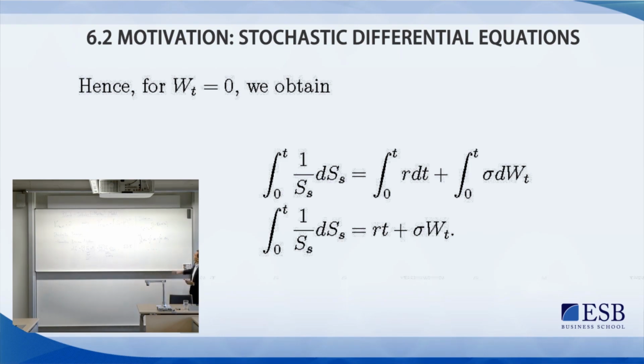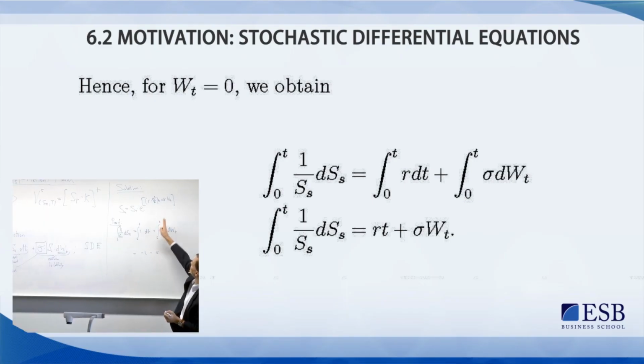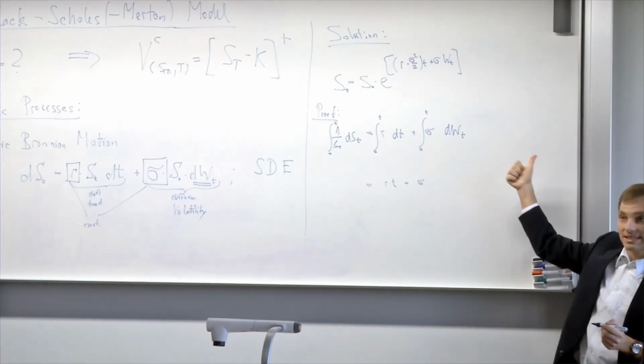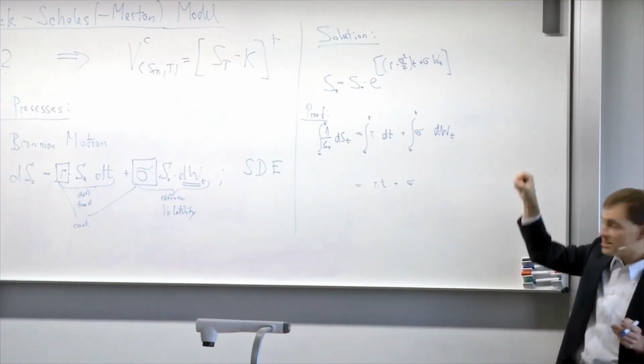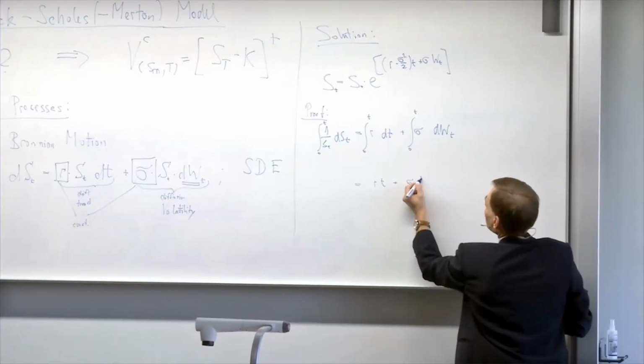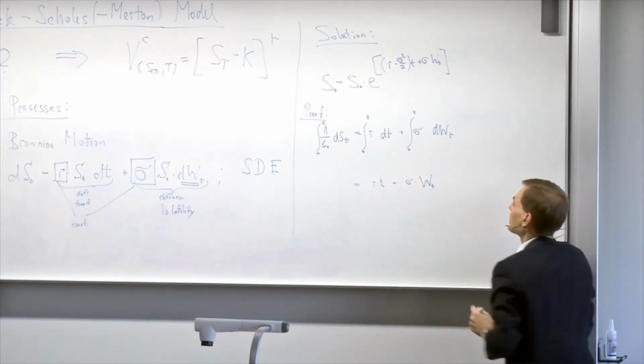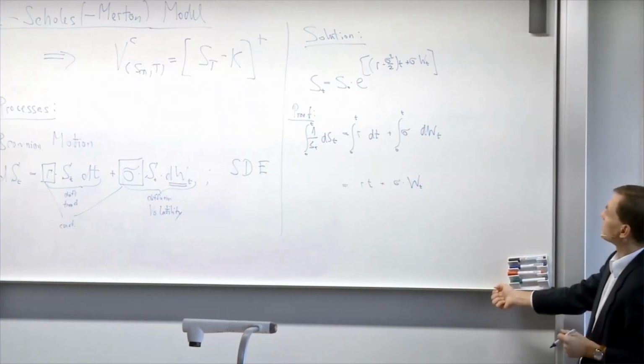plus, well, what is this? You can say the sigma is a constant, no problem. And if we integrate dW_t, this is W_t at the boundaries t and 0. But W at 0 is 0, right? The Wiener process always starts in 0. Therefore, this is just W at t.